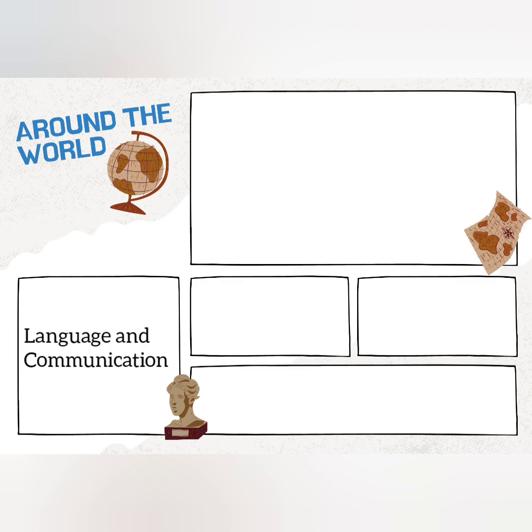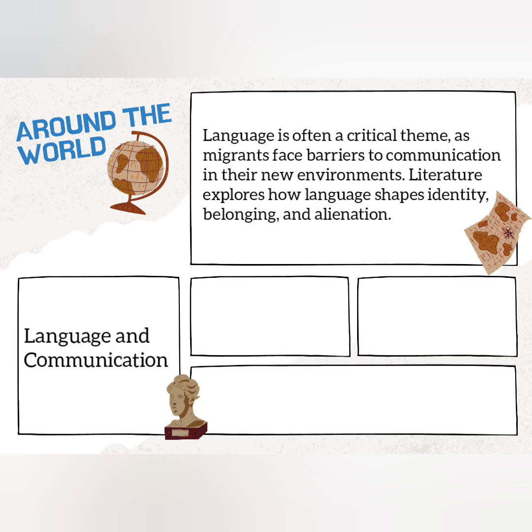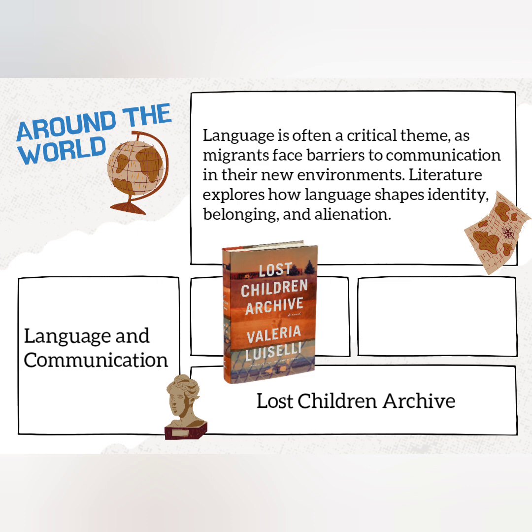Language and communication. Language is often a critical theme as migrants face barriers to communication in their new environments. Literature explores how language shapes identity, belonging, and alienation. Lost Children Archive by Valeria Luiselli centers on language, migration, and the American immigration system, emphasizing how communication and storytelling affect migrant experiences.